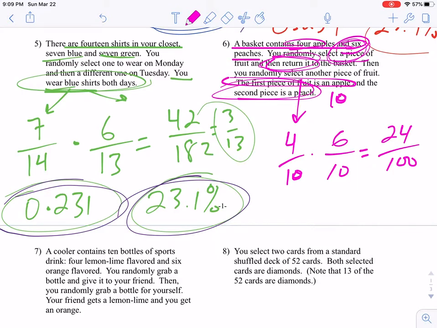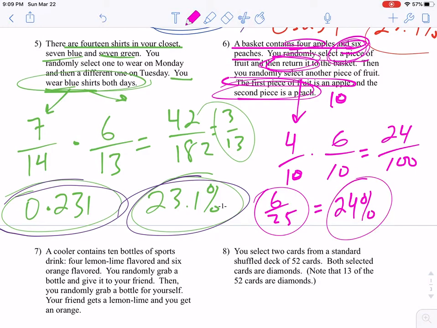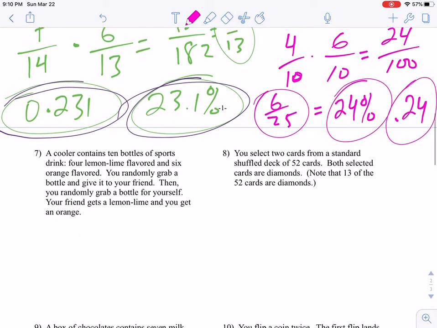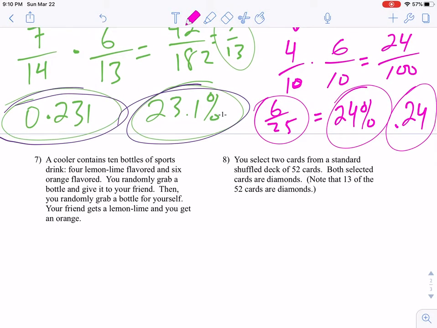And again, if you want to reduce that, that's totally up to you. If you love fractions, you can do that. It's going to be 6 over 25 for the reduced fraction. 24% would be acceptable, or 0.24 would also be acceptable. So all of those solutions would be acceptable. Okay, so let's do 2 more, and then we'll call it good on these examples.